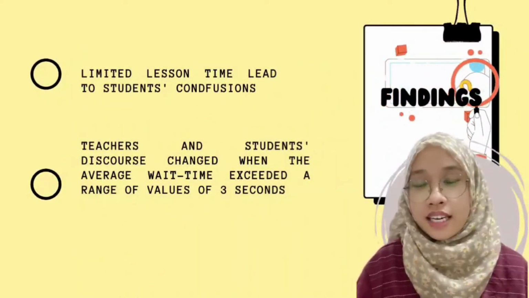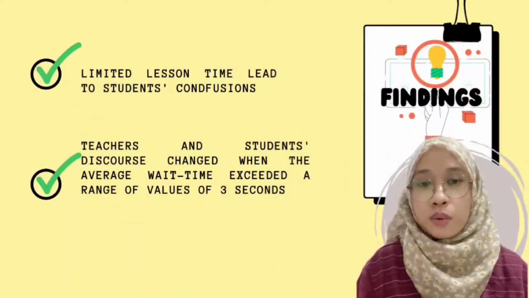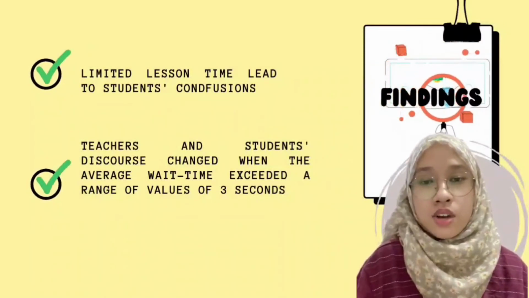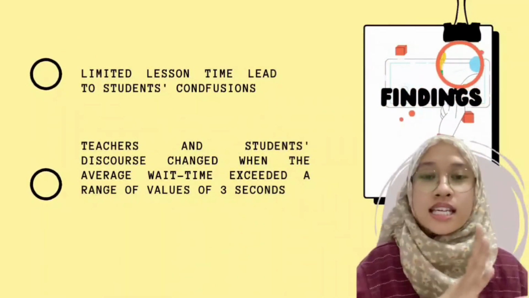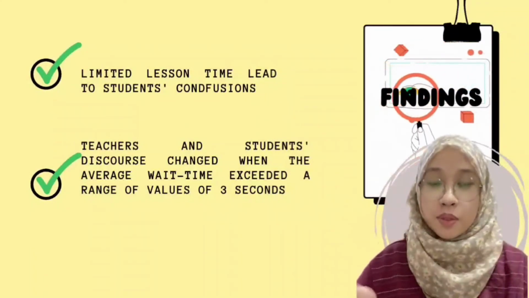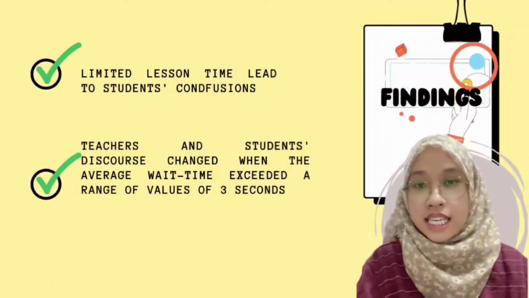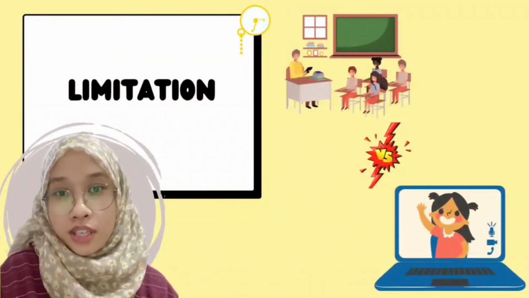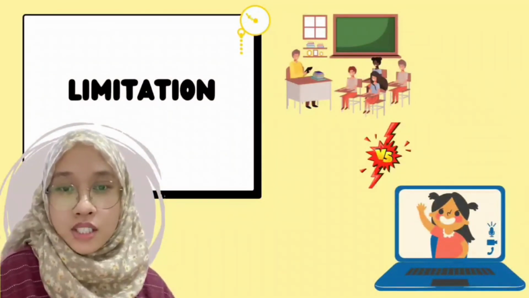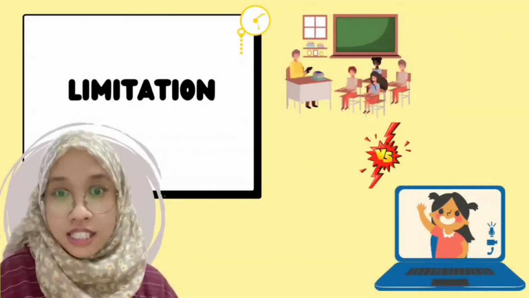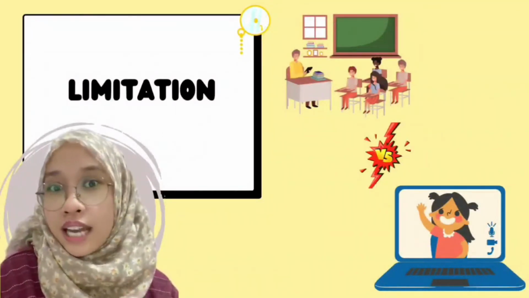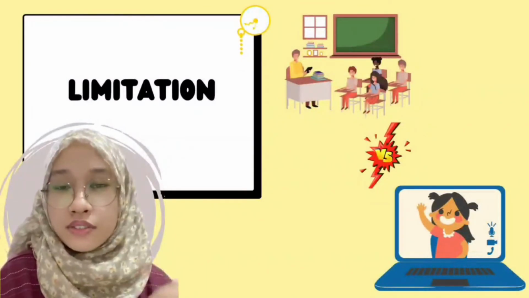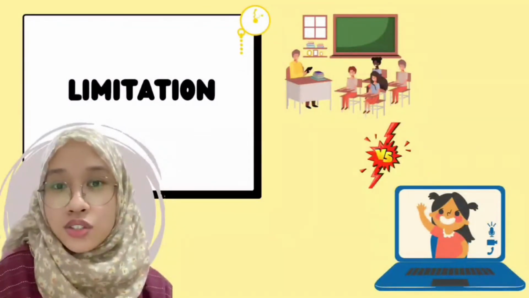And the second finding answered the third research question, which showed that teacher and student discussions change when the average wait time exceeded a value of 3 seconds in the classroom. This study would be more insightful if the researcher can do a comparison of wait time taken in a face-to-face classroom and in an online classroom, to see how the change in the interval of wait time can affect the students' responses as well as the interaction in the classroom.